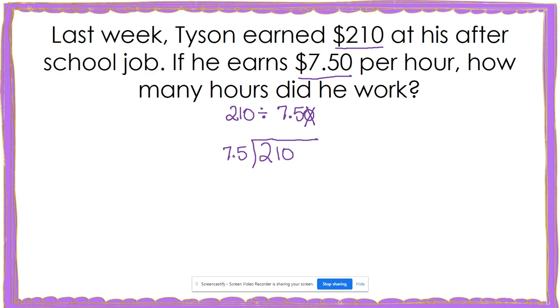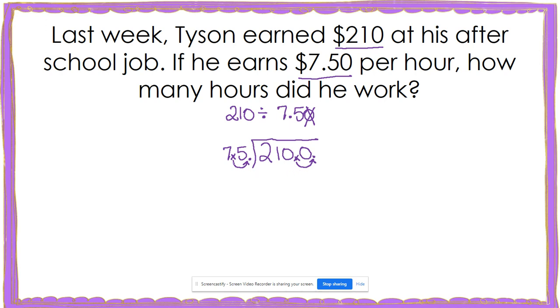So before I can get started, I need to move the decimal in my divisor. In this case, I'm moving it one place to the right. So I need to move the decimal in my dividend one place to the right. Even though I don't see it, I know it's at the end of 210. So I'm going to move it one place to the right, and I'm going to put a 0 in its place. Now I'll divide like normal.